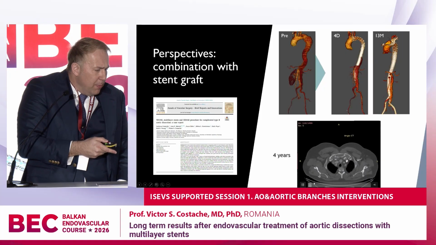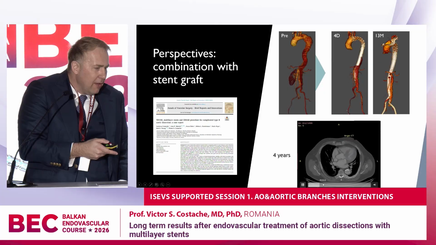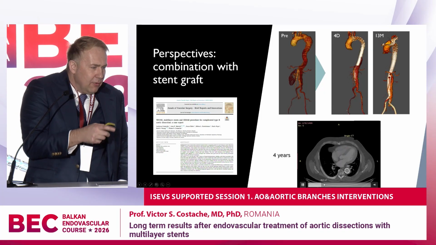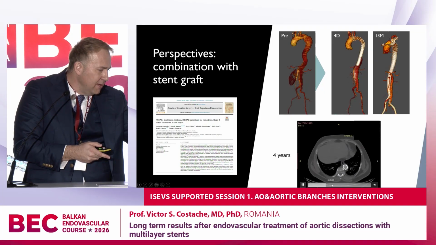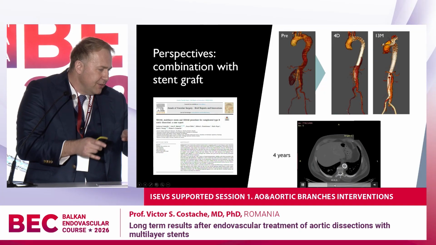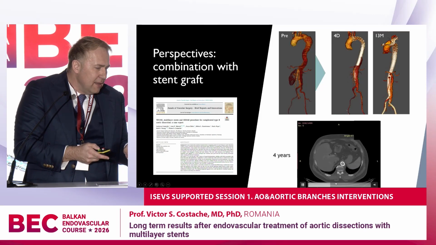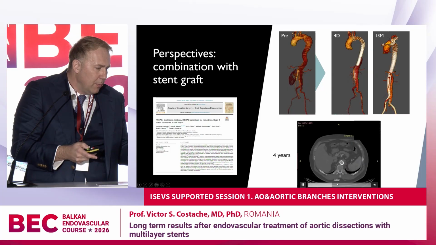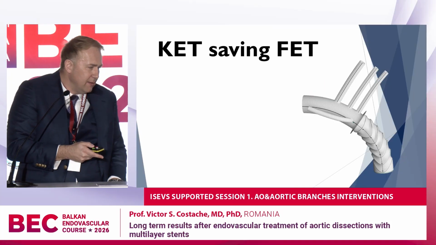So complex type B aortic dissection, as you can see on the pre-op, and we have used a Medtronic stent for covering the subclavian and proximal thoracic aorta, then a multilayer stent. On the CT scan you see the interposition between the stent graft and the multilayer stent, and then the multilayer stent till we did a seal with the stent graft, and we have achieved complete remodeling with excellent side branches patency.